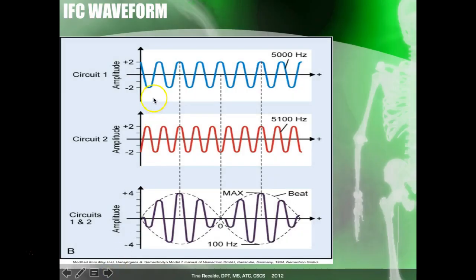So here you have circuit 1 of 5,000 hertz. That's your frequency, or your carrier frequency, we call that. Circuit 2 has 5,100 hertz. So the difference between those two is 100 hertz. If you combine the two together, you get this interferential current, and you get this 100 hertz right here in the middle, and that's what they're talking about.